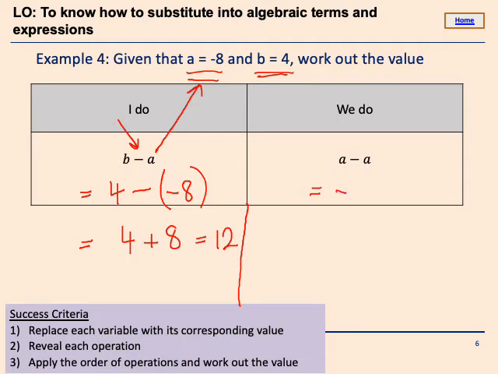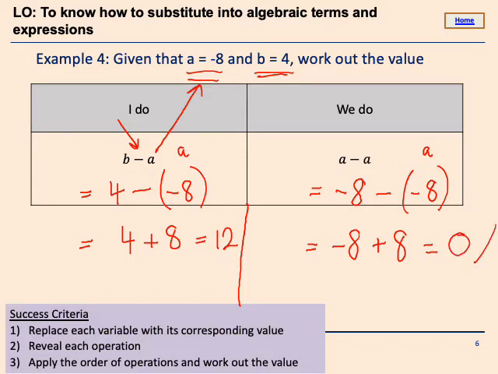Okay, so replacing the values. So a is -8, and then we're subtracting -8. I'm putting in the brackets so you can see that this has come from a. And just like over here, you can see this has come from a. So the negatives next to each other mean that we're going to end up with -8 plus 8. So if I'm at -8 and I move up 8 places, I'm going to get to 0. So again, give yourselves the mark if you got that right.